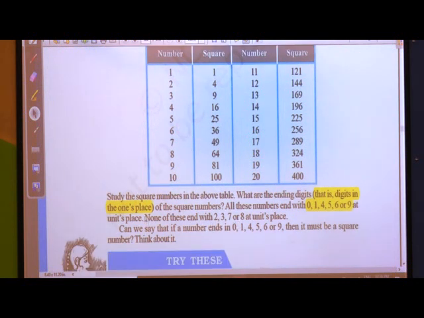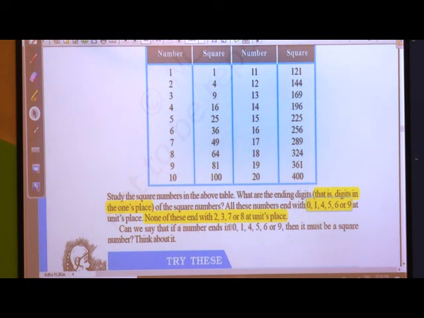This is also very much important. None of these end with 2, 3, 7 or 8. What is the first and foremost thing that we should understand? That all these numbers, these squares, are ending with 0, 1, 4, 5, 6 or 9 at units place, and they are not ending with what? 2, 3, 7 or 8 at units place.